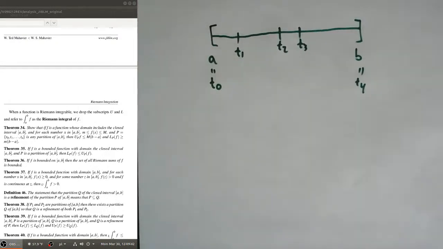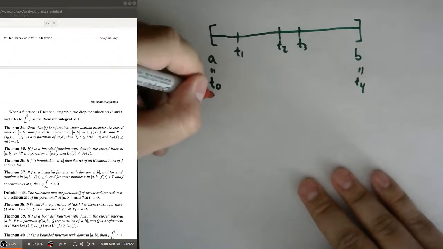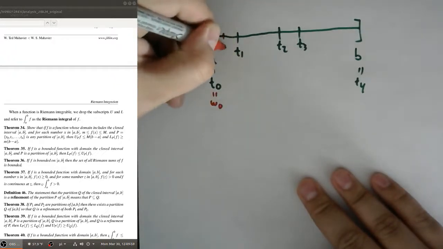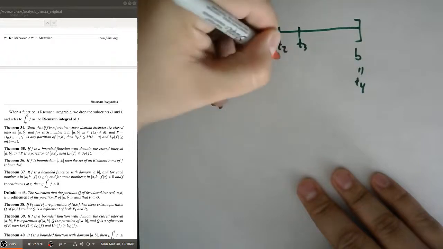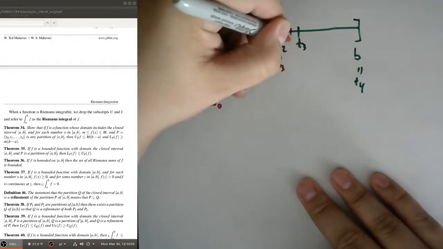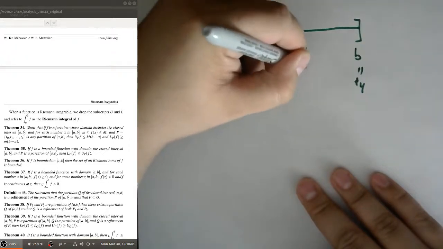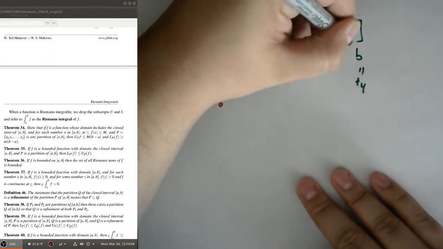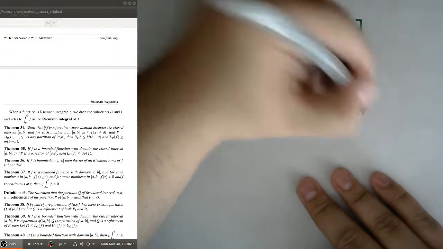Now, to be a refinement of that partition means I add more points to it, but I also keep any of the points I have. That's where the subset part of this is coming in. So if I take a new partition, maybe here's W0, W1, W2, W3, maybe I put a W4 in here, here's W5, W6, W7, W8, and here's W9.